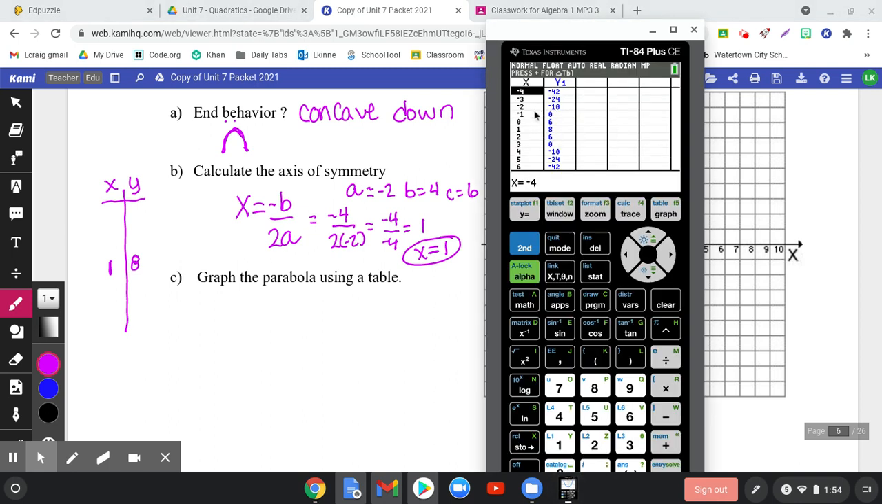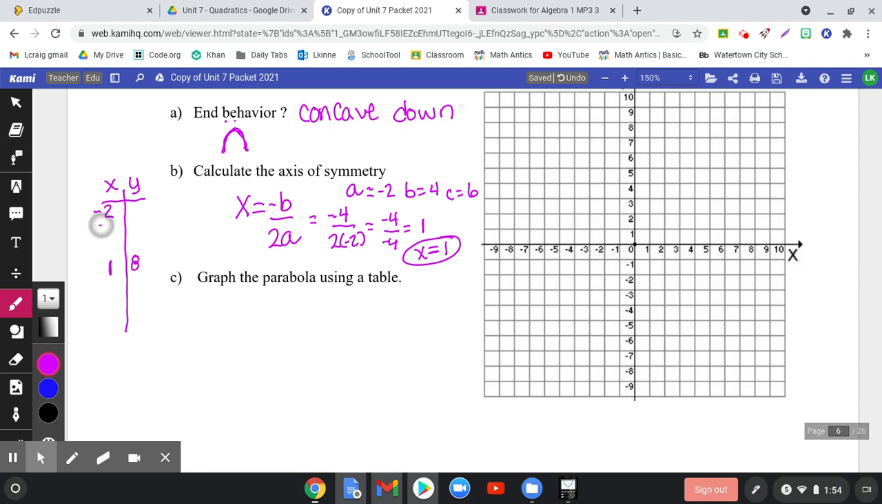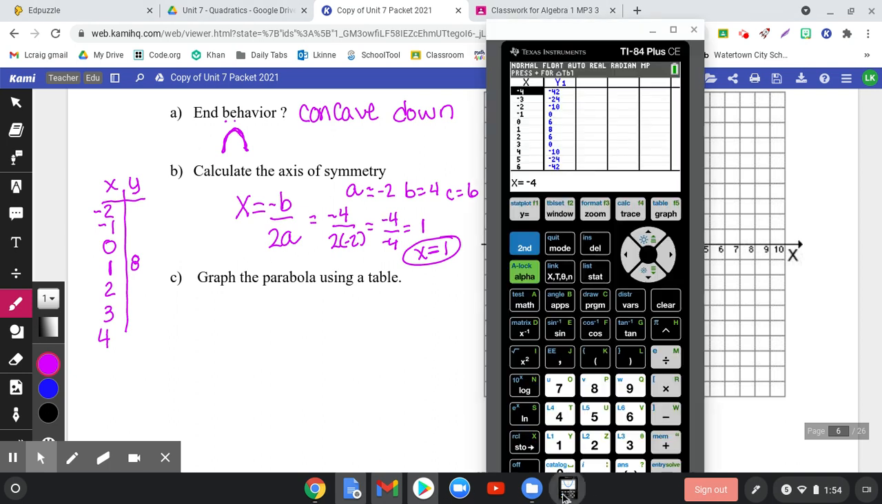Now my graph goes to 10. So I'm going to do negative 2 all the way down to 4. So we got 3 above and 3 below. If you look, at negative 2, it's negative 10. At negative 1, it's 0. At 0, it's 6. 1, 8, which we already have. 2, 6. 3, 0. 4, negative 10.